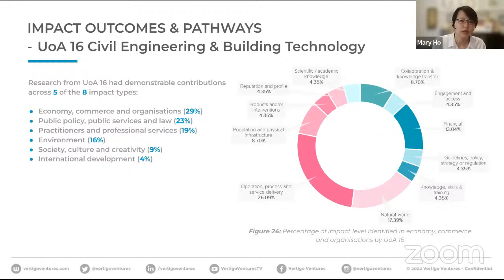The other thing I want to mention about UOA 16 is that 5 of the 10 case studies identified demonstrable contributions in the economy, commerce, and organizations. And among them, the identified impact activities, as shown on the right with the pie chart, 26% of these activities focused on making valuable changes in operations, process, and service delivery. 70% focused on creating beneficial effects in the natural world, and 13% focused on making valuable changes in the financial performance of their users or beneficiaries.